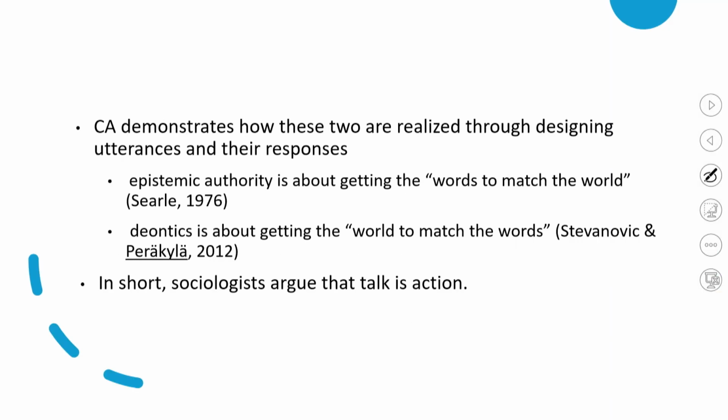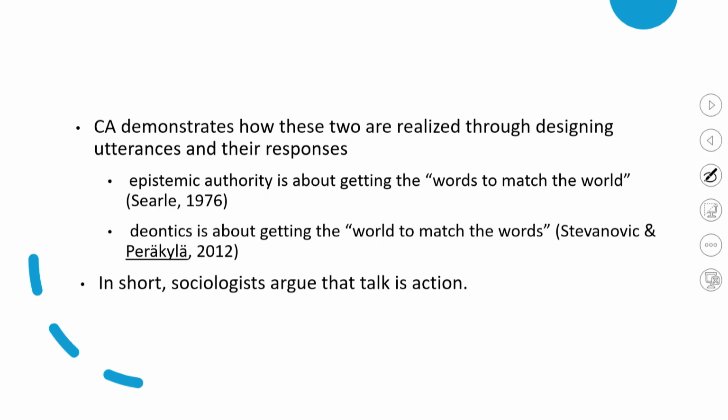Now, conversation analysis has long demonstrated how these two kinds of authority are realized through designing utterances and their responses. We very carefully create our sentences, we carefully speak depending on the scenario, typically most of the time. When we do not, then we have memes. That is why we have memes. Somebody said something he was not supposed to say, he or she.